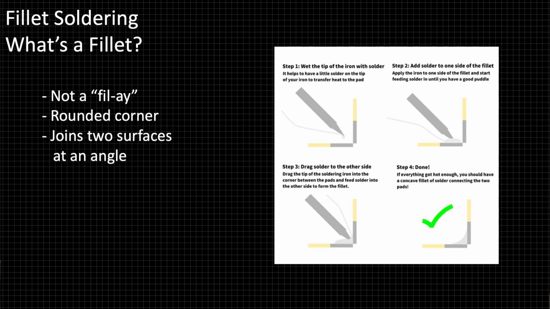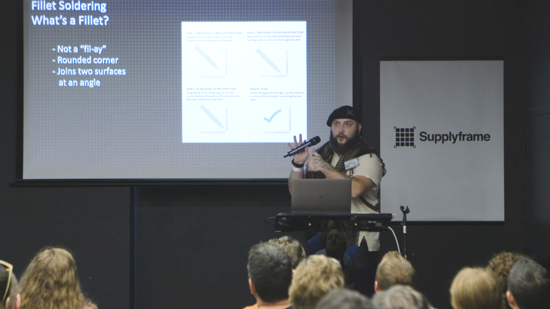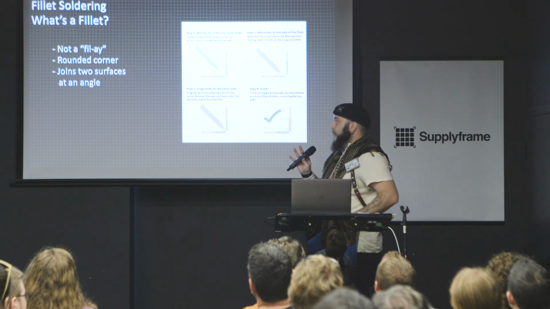So what's a fillet? Well, it's not fillet. It looks like fillet, it's not fillet. It's fillet. It just means a rounded corner. And when you fillet solder something together, you're basically taking two surfaces at an angle, and you're filling in that corner with solder to connect them.